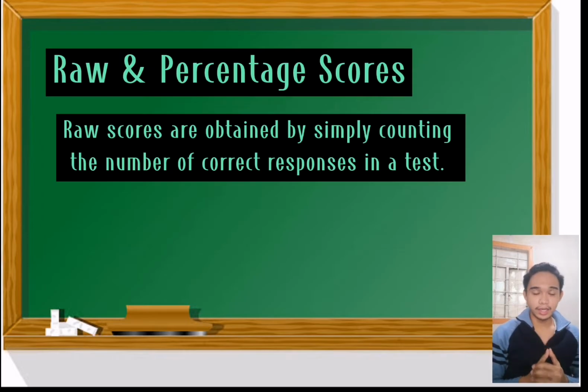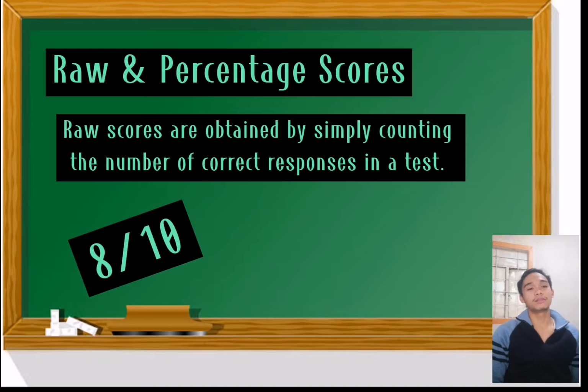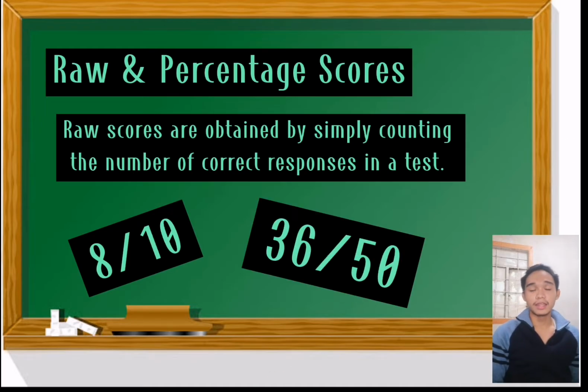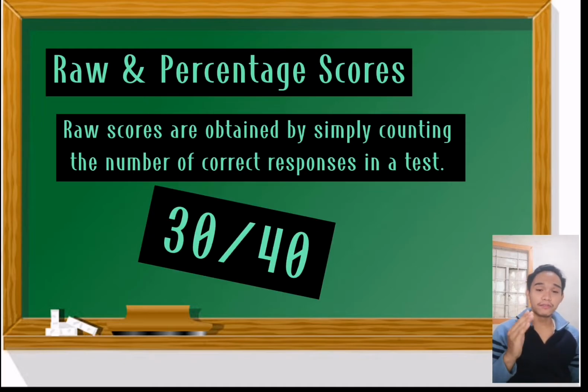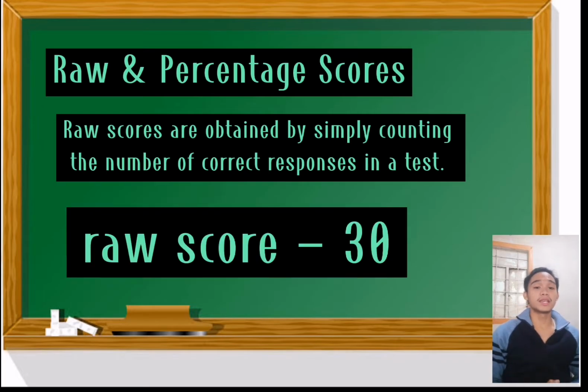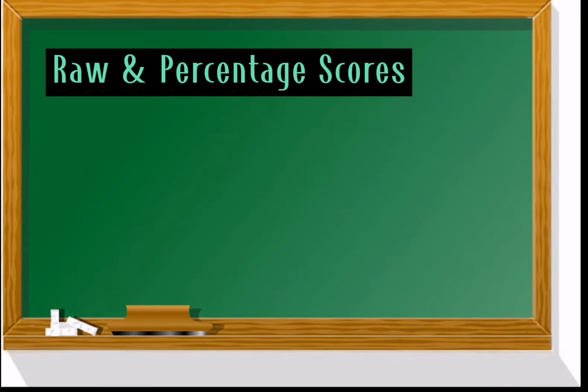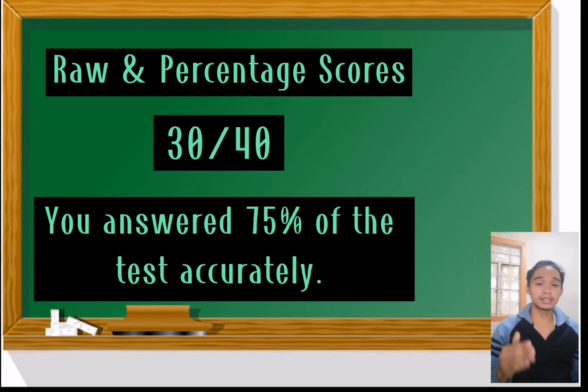To put it simply, raw scores are the total number of correct responses in a test. For example, 8 over 10 or 36 over 50. Another example is you took a math test and got 30 out of 40 items correctly. Now, obviously, your raw score would be 30. So this means that you got 75% of the total items correctly, which is the percentage score.